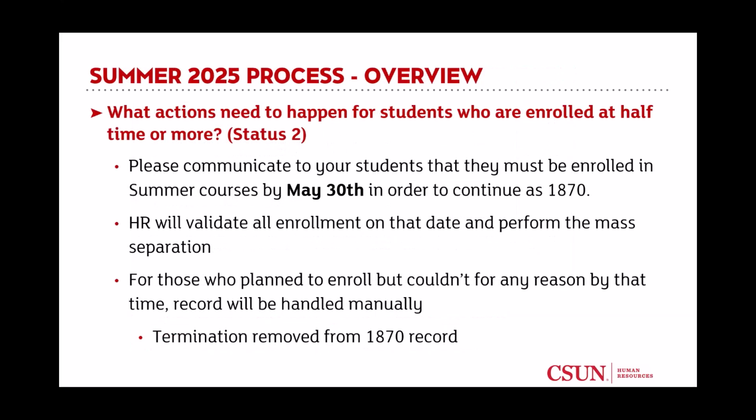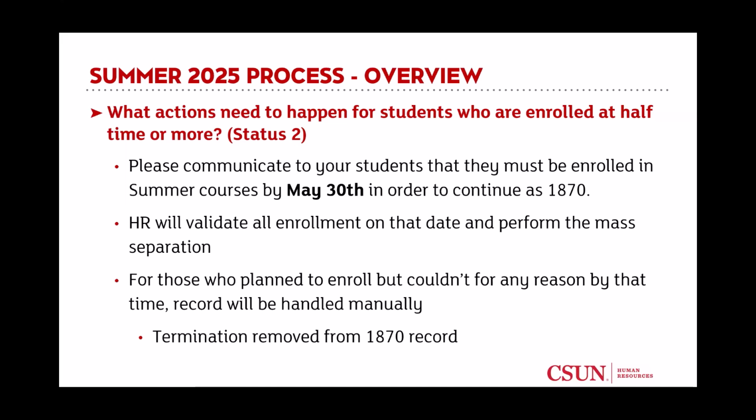So what actions need to happen for students who are enrolled at halftime or more? So status two. We're asking the departments to communicate to your students that they must be enrolled in summer courses by May 30th in order to continue as 1870. HR will validate all enrollment on that date and perform the mass separation. For those who plan to enroll but couldn't for any reason by that time, the record will be handled manually, with the termination being removed from their 1870 record. For that last point, just reach out to your HR operations technician for your department.